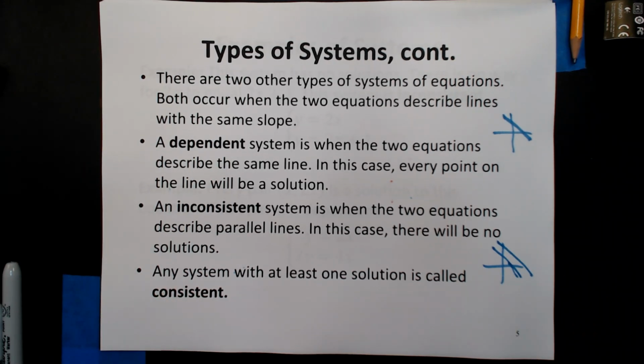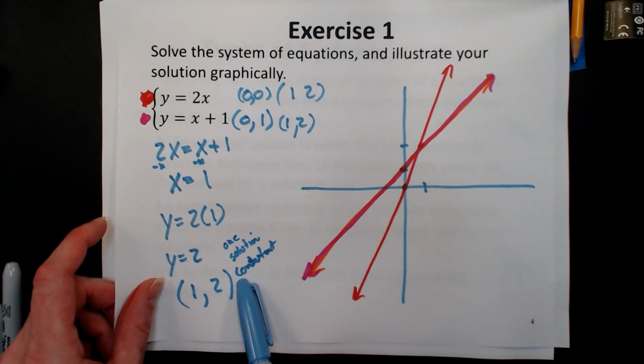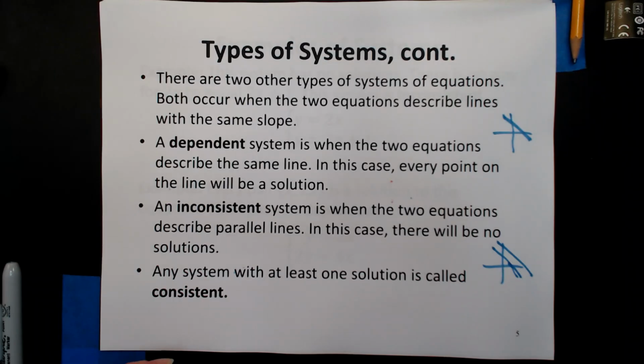So back here, we would call this, like I wrote before, I think in Hawkes, you would check one solution, consistent.